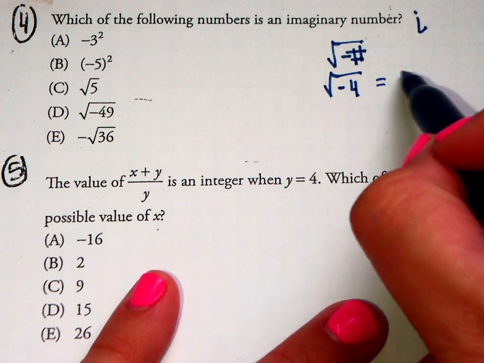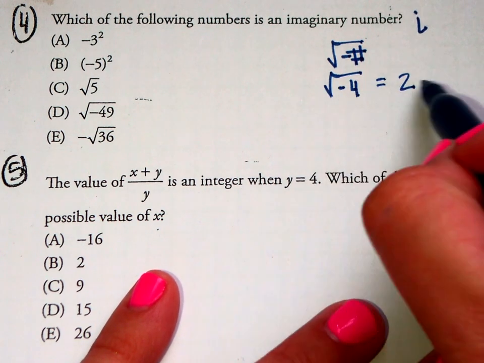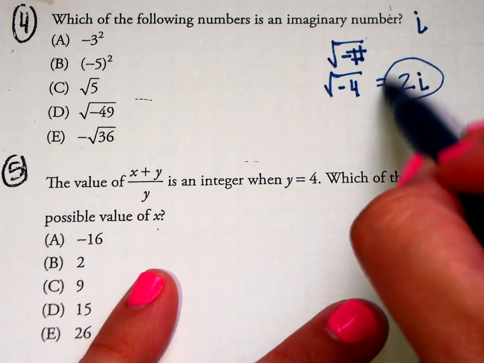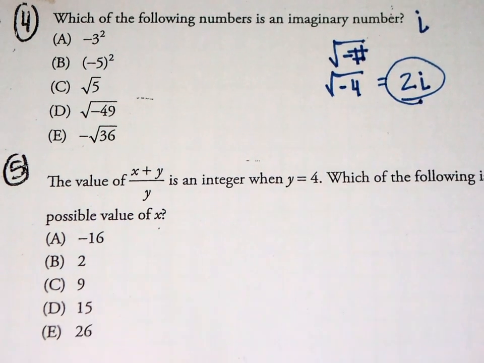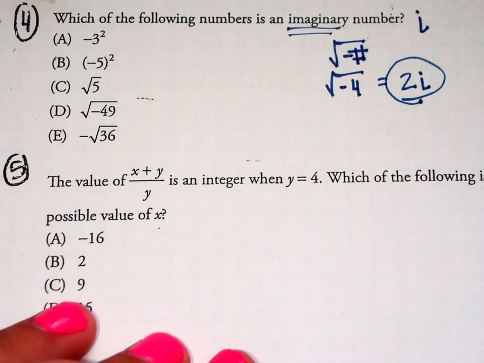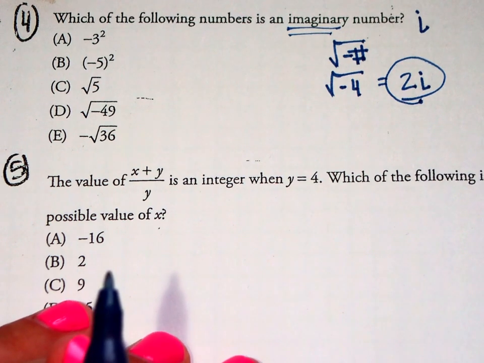The square root of 4 is 2, and then the negative would become an i. So this would be considered an imaginary number. So just by knowing the definition of imaginary and what that kind of means when it comes to numbers, this is going to make this problem a whole lot easier.